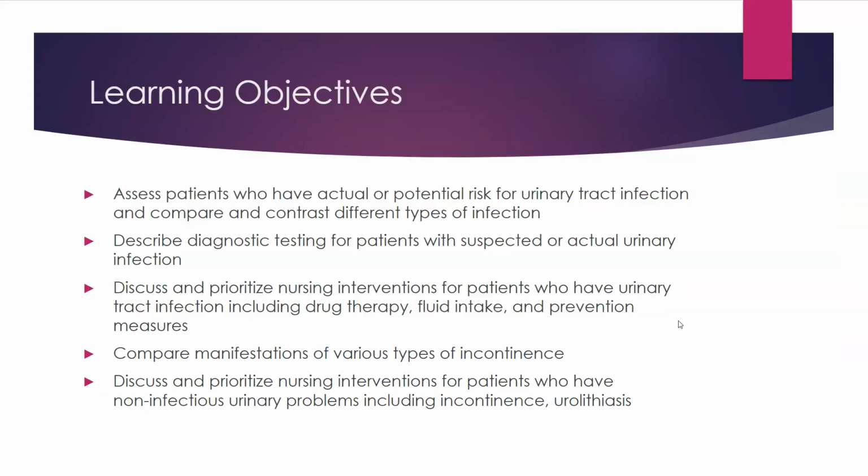Learning objectives are going to include assessing patients for actual or potential risks related to UTIs. We're going to talk about diagnostic testing for suspected or actual UTIs. We'll discuss and prioritize nursing interventions for people with suspected UTIs. And we'll look at manifestations of different types of incontinence. And then finally, we're going to talk about non-infectious etiologies such as incontinence and urolithiasis.